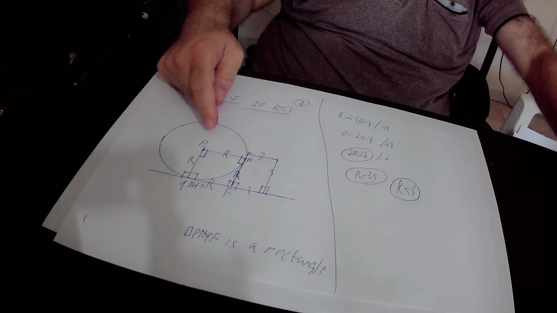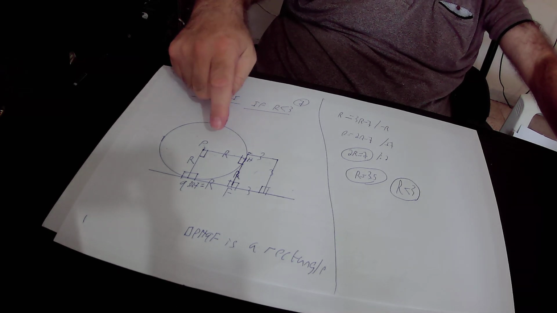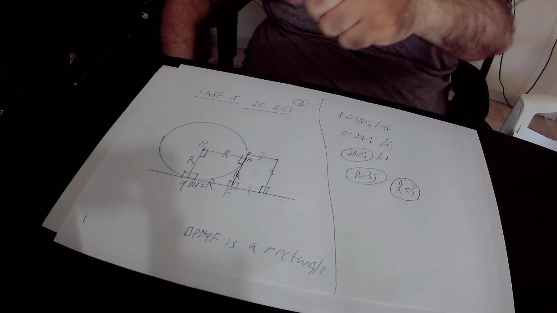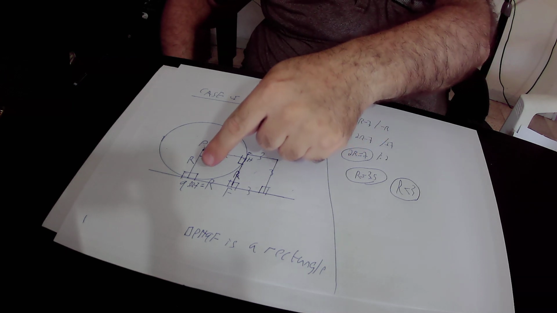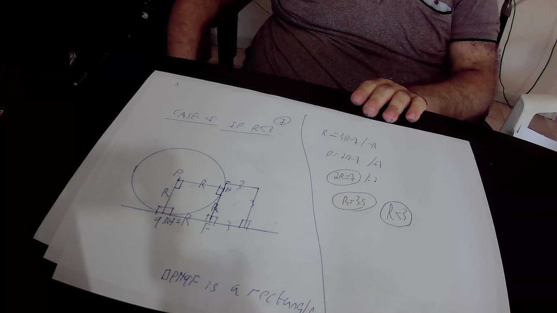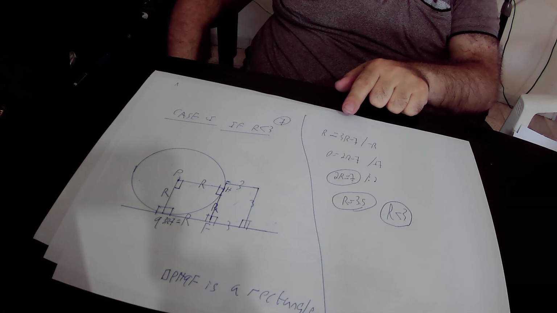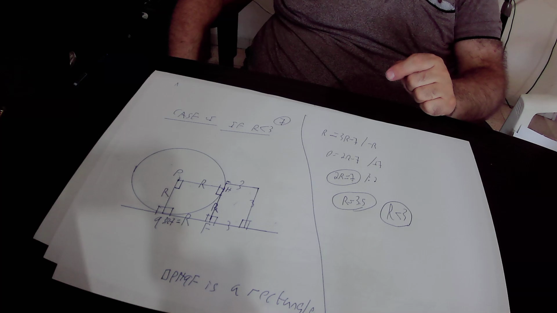PH equals QF, but we know that PH equals R, therefore QF must also equal R. So here, QF from one side is equal to R, but from the other side, we have already found out that QF also equals 3R minus 7. Therefore, R equals QF equals 3R minus 7, that is also QF.